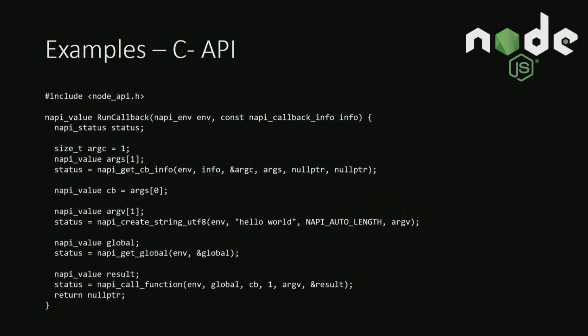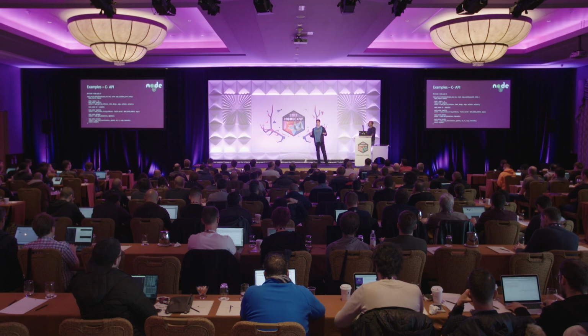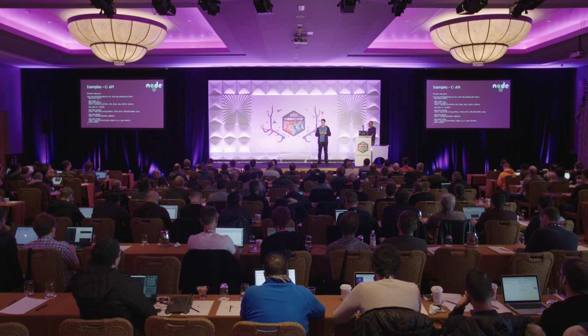So in this case, we start by saying, well, give me the callback information. I'm running a function that I've written in C. First thing I want to know is what are my parameters, and you use the get callback information to get that. It will give me an array of what was passed to me. We then start out by pulling out arg0, which I know is my callback function.